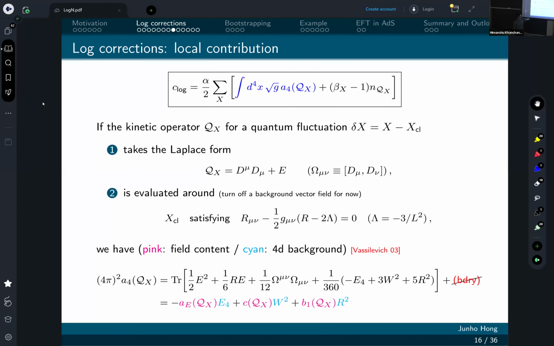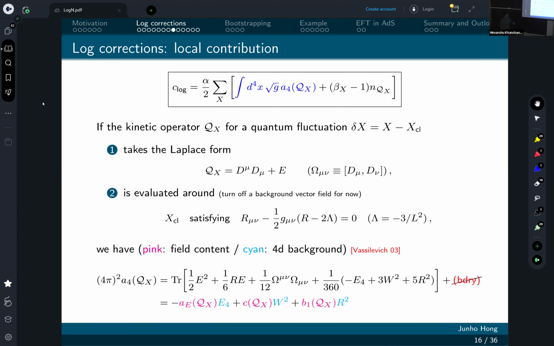this trace expression, where all the expression can be read off from the given data, like E is from this kinetic operator, R is the Ricci scalar of the background, E4 is the Gauss-Bonnet density of the background, W is the Weyl tensor. Then, thanks to the second assumption, you can explicitly evaluate this trace over field space. Here, field space means like if you have a Dirac spinor, you have to integrate over spinor indices.